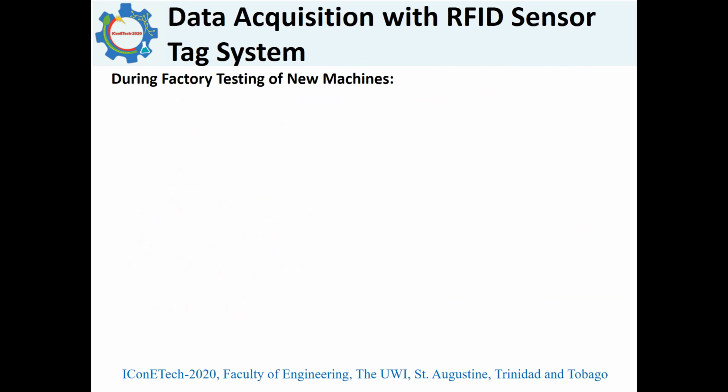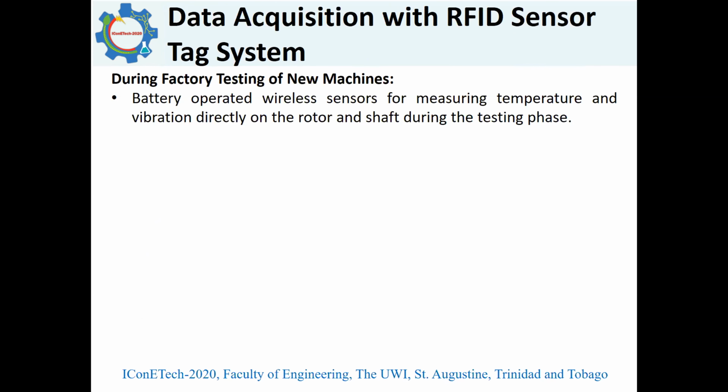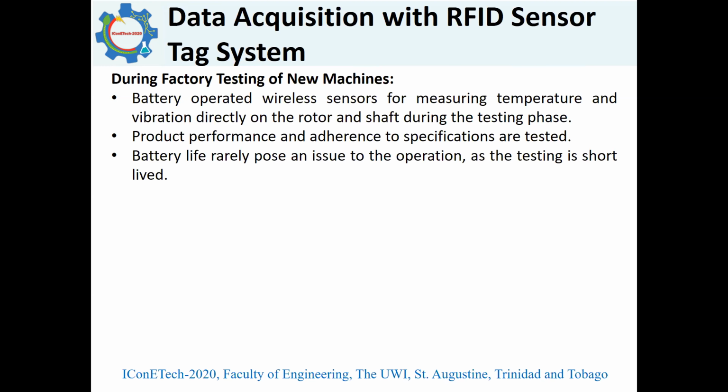So some rotating equipment manufacturers use battery-operated wireless sensors to do testing at the factory. Now, this happens before the item is shipped out. So you're going to have an easy installation process. It's very short-lived, so battery life is not going to pose a problem. And they do this because they want to ensure that their products perform and adhere to specifications.